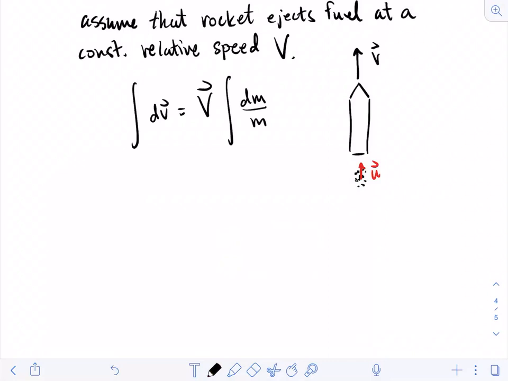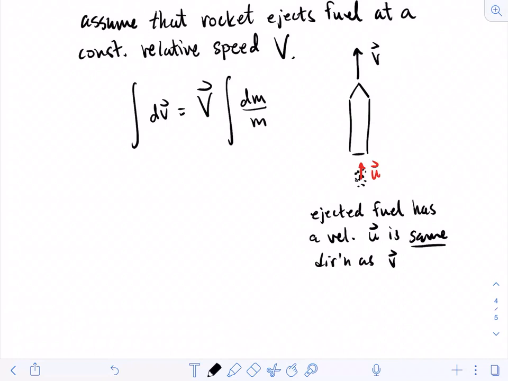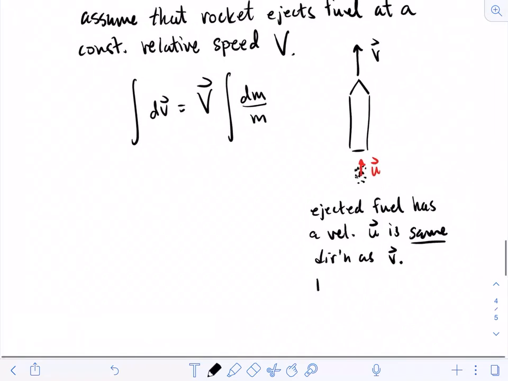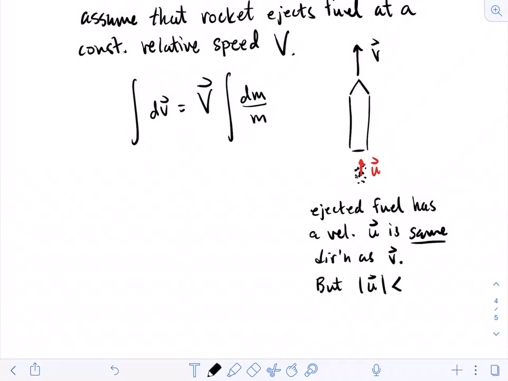Well, that 100 meters per second is the speed relative to you, and you're moving very fast in the opposite direction. So the actual velocity of the ball, as observed by someone in a fixed coordinate system, say observed on the moon or something like that, is that they'll see you moving very, very fast in one direction, and then they'll see the ball chasing you just at a slower speed. And so the ejected fuel has a velocity u in the same direction as v, but the magnitude of u is less than the magnitude of v. So they're moving in the same direction, just at different speeds.